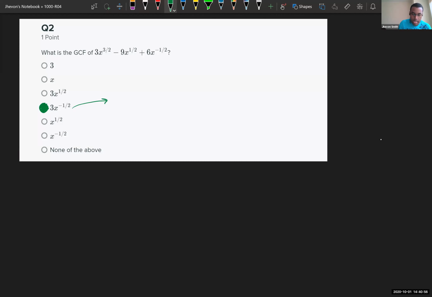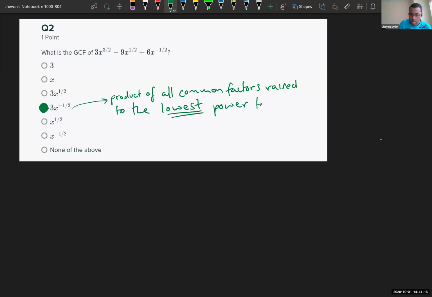Right. So the idea is the GCF is the product of all common factors raised to the lowest power to which they appear. Right. So that's how you find the GCF. So if you look at the original, this guy was equal to 3x to the 3 over 2 minus 3 squared x to the 1 over 2 plus 2 times 3x to the minus 1 over 2.